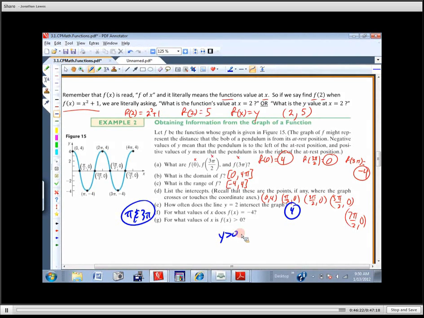So that would be from 0 to pi halves. Then we'd start again at 3 pi halves and go to where? Right there, 5 pi halves. And then the last place it's above is 7 pi halves to, we stop at 4 pi. Okay? That's how we'd write that.